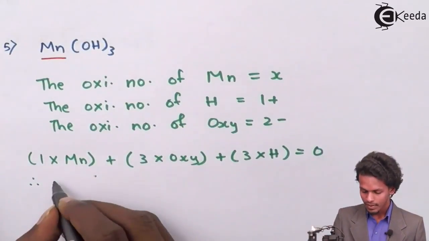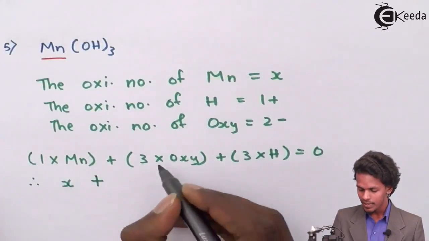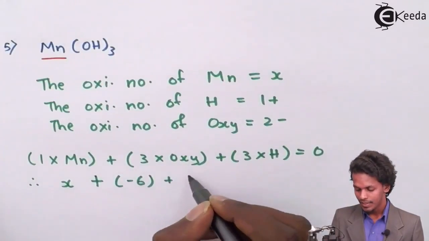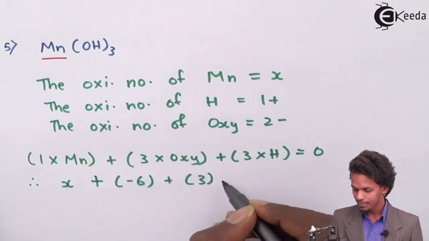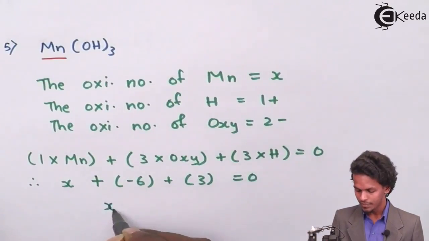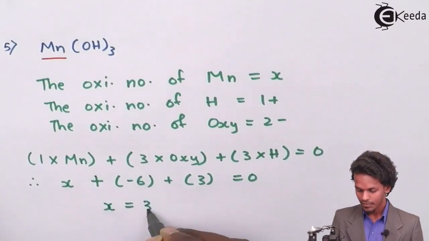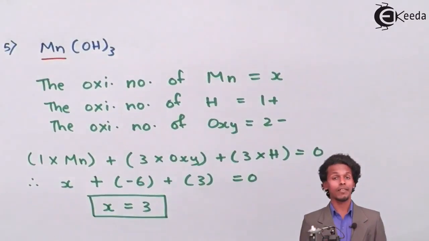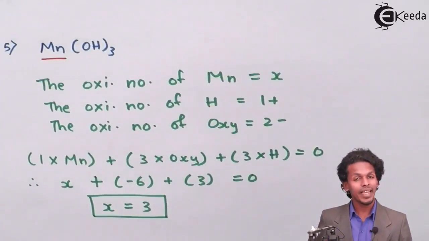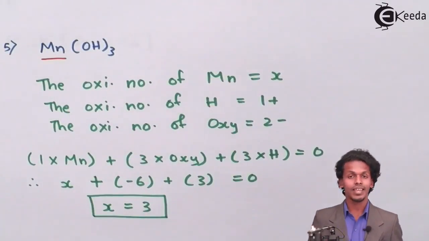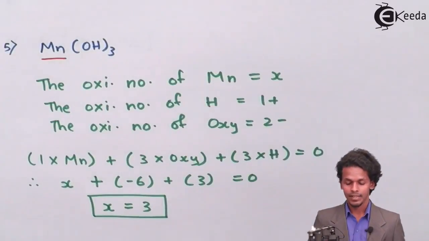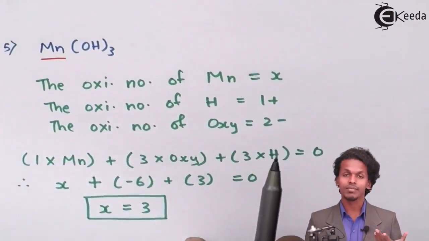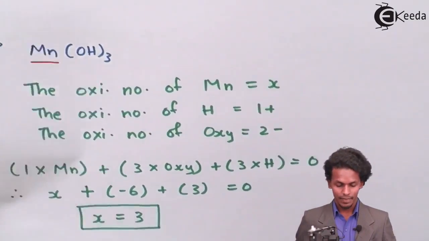Therefore X plus 3 into minus 2, that is minus 6, plus 3 into 1, that is 3, which makes the value of X equal to 3. But the oxidation number is represented by 3 plus. So therefore the oxidation number of manganese in this molecule is 3 plus. And moving towards the last numerical, or the last example.